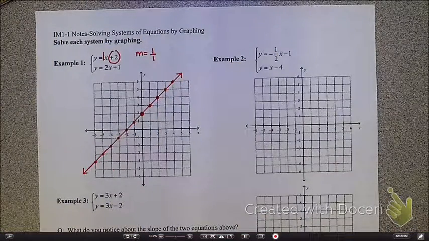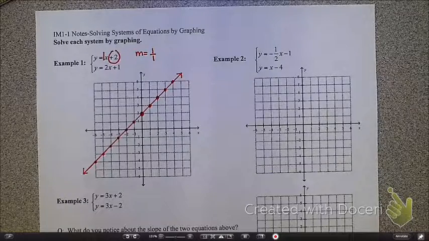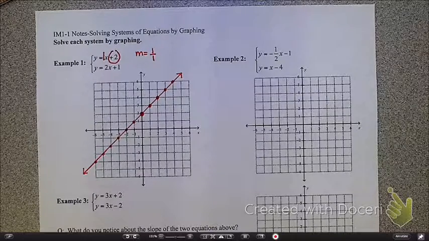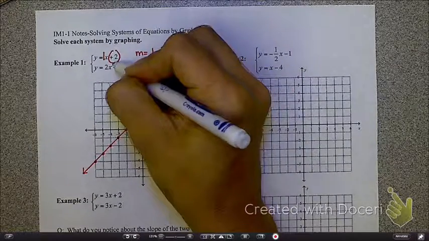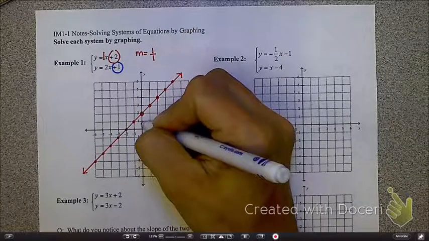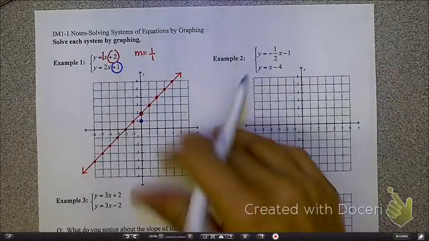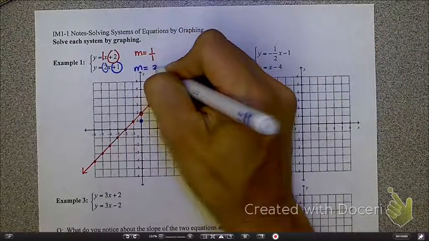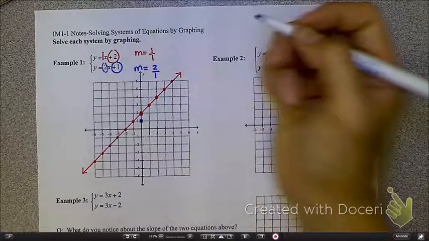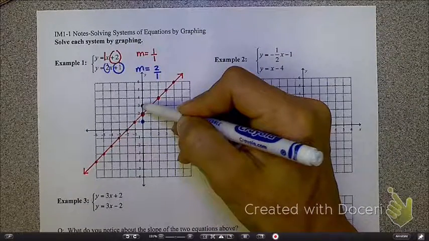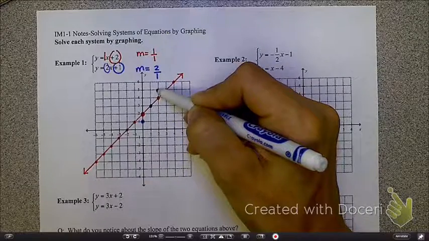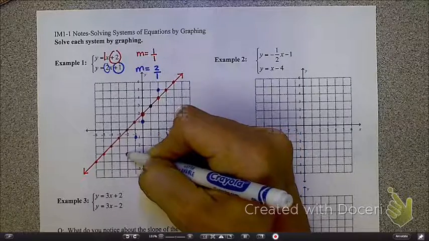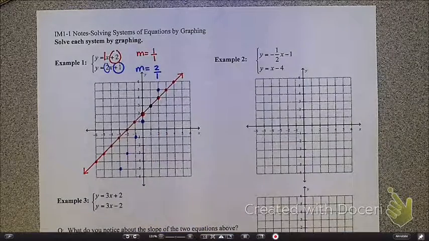All right, so there's our first line. Next we're going to do our second line. Your y-intercept here is +1. So we're going to start up at +1 on the y-axis, and your slope is 2. So if our slope is 2, that means my rise is 2, my run is 1. Rise 2, run 1. Now I can also go the opposite direction, going down to the left 1, and then I get a better idea of what my line's doing.